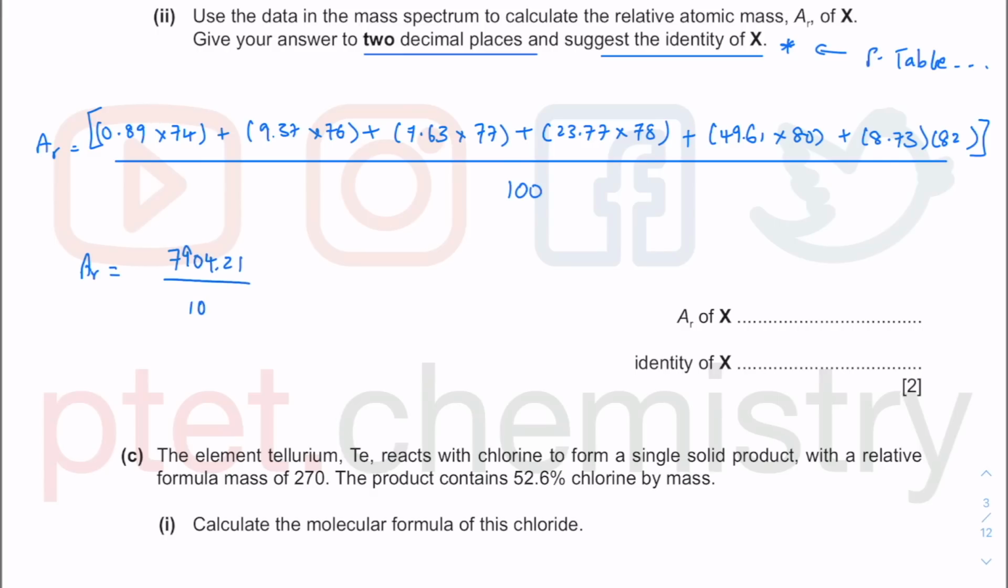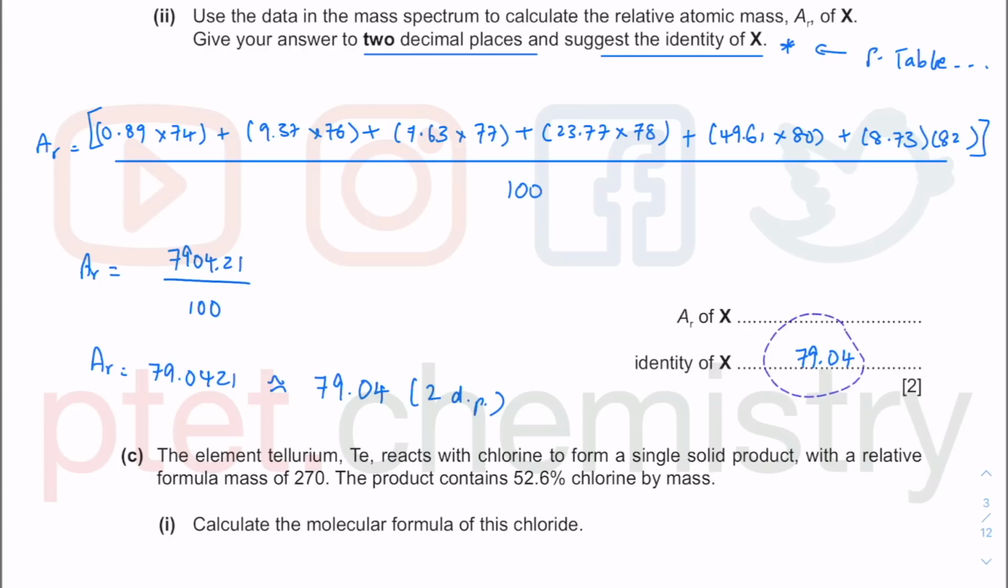So I got 7904.21 divided by 100. I could roughly tell my answer is correct because my mass numbers are very close to 79 and very close to 80 and also 78, where I have a lot of 80 and a lot of 78. So it makes sense the average is around that region. So 2 decimal places, so 79.04, 2 decimal places as required in the question.